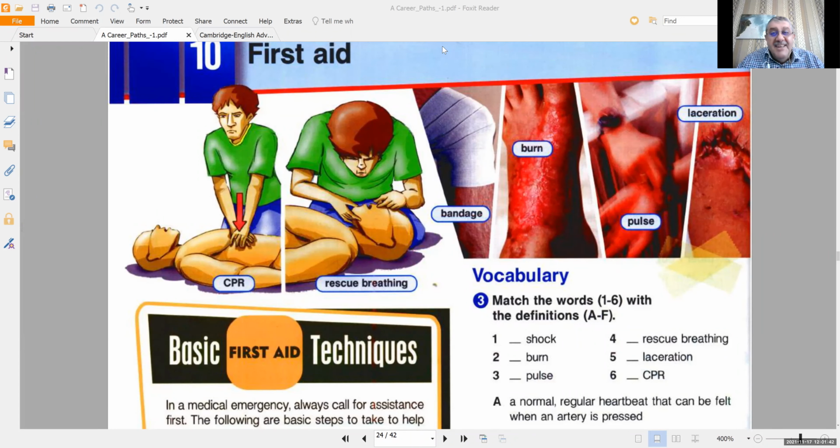As usual, we are going to listen to the audios, then we are going to answer the questions, then the last part of the class is going to be about grammar. So welcome back again to the series of these classes about medical English. Listen, please, now to the first listening about the basic first aid techniques.